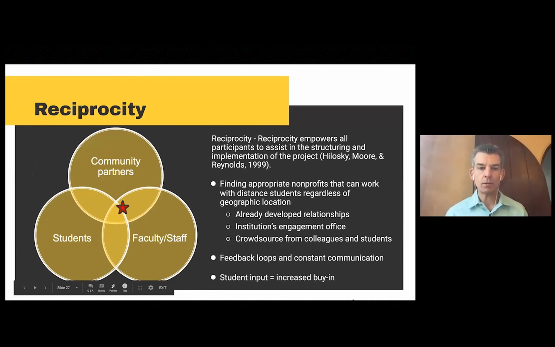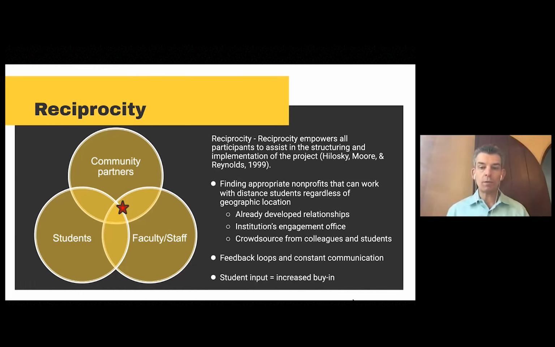Another thing to consider is that idea from the Cal State Center for Community Engagement, reciprocity. It's one of their taxonomy concepts that you saw in that earlier slide in part 1. Reciprocity empowers all the participants to assist in creating and putting the project together and also implementing it. Finding the appropriate groups that can work with distant students regardless of their geographic location. Not only are those community organizations going to be in different places, but so are your students. Some of your students may be in the San Bernardino area, but some may be in other time zones or even other countries.